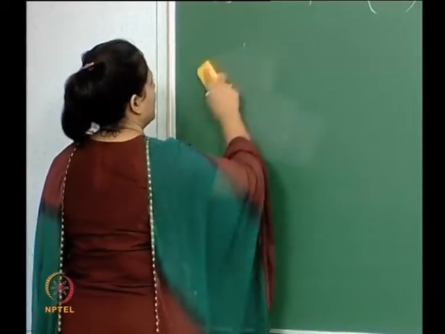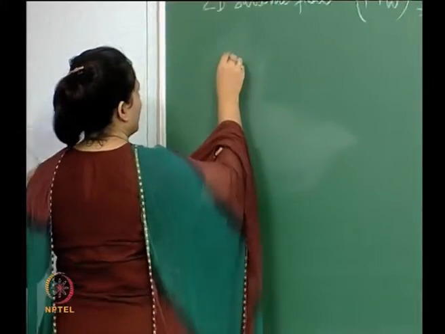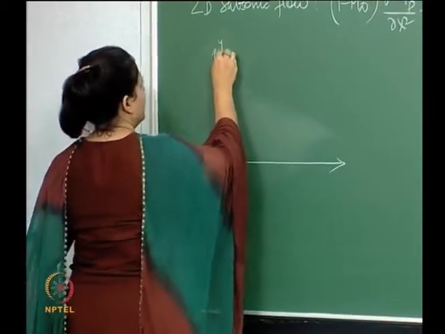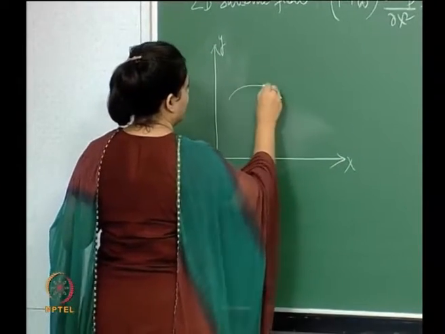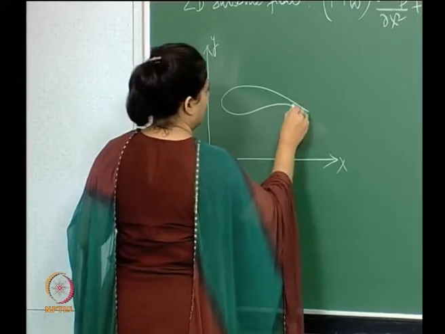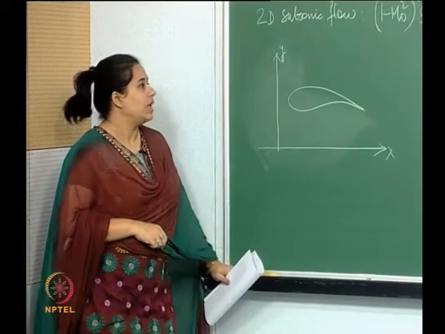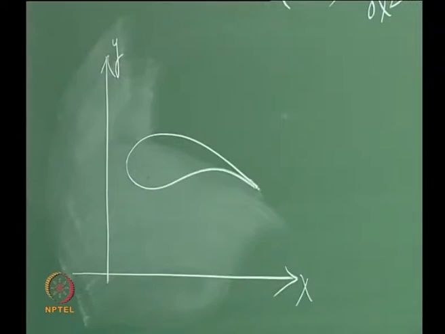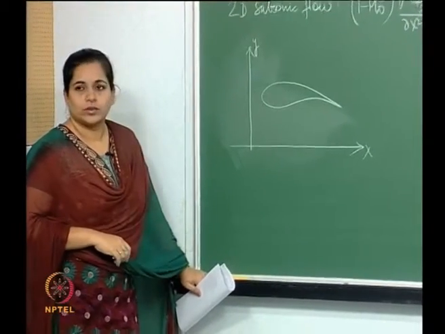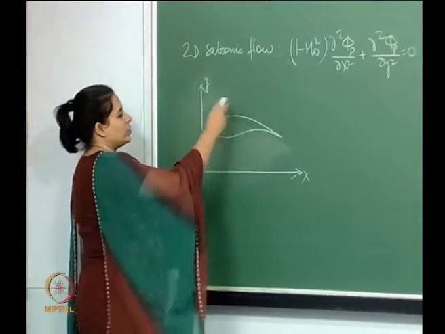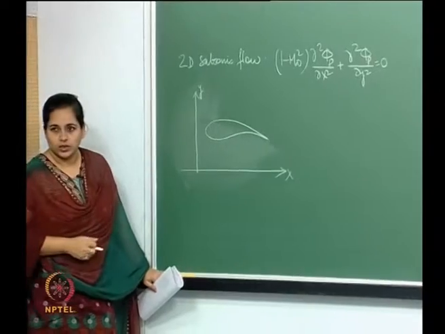Let us do this here. So say we have an airfoil like that, in this x y coordinate system. Then the governing equation for a 2D subsonic flow will be as written. So phi p is the perturbation potential, and if I know the perturbation potential, I should be able to find out the velocities and so on, and hence the properties.